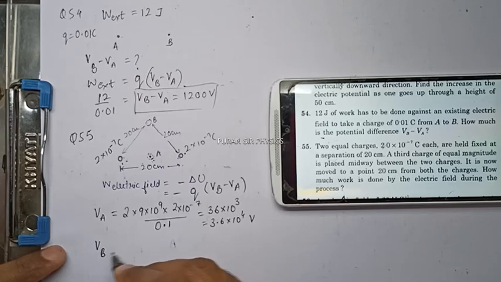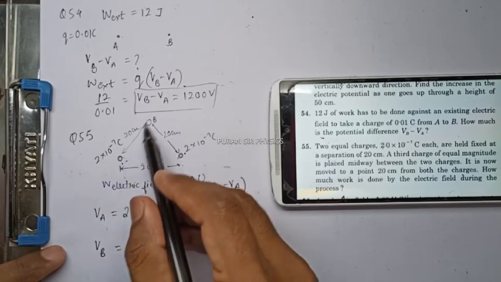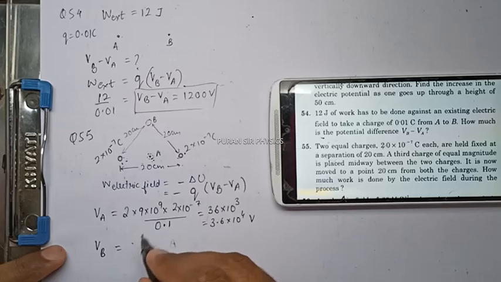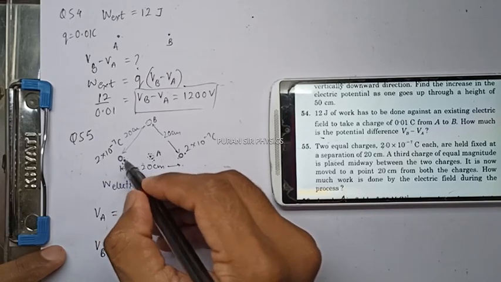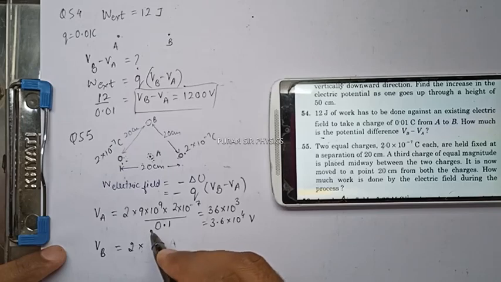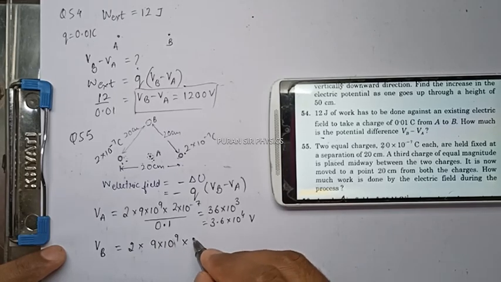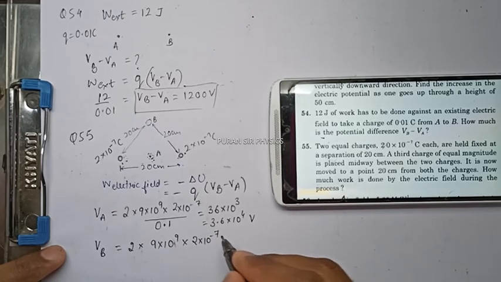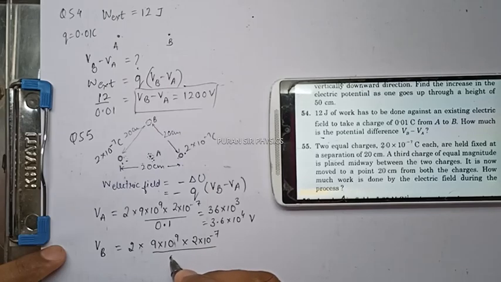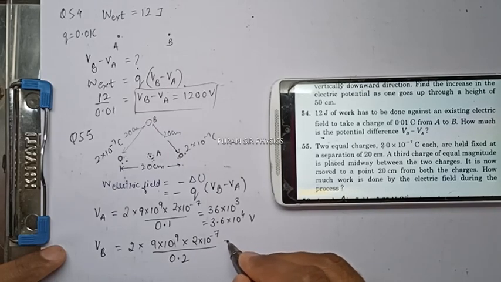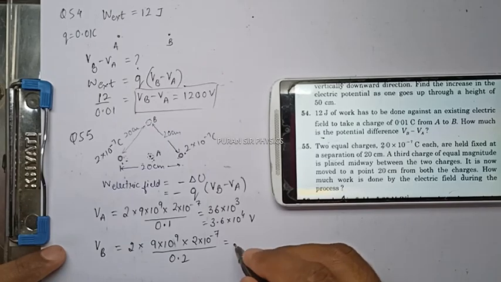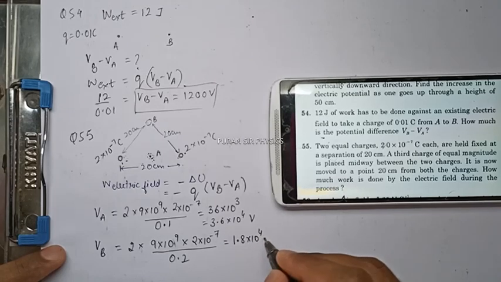So the potential at B, now the distance will change. So it will be 2 times, we both have the same potential at B, 9 into 10 raised to power 9 into charge upon the distance, that is 0.2. So it will become half of this. So it will be 1.8 into 10 raised to power 4 volt.